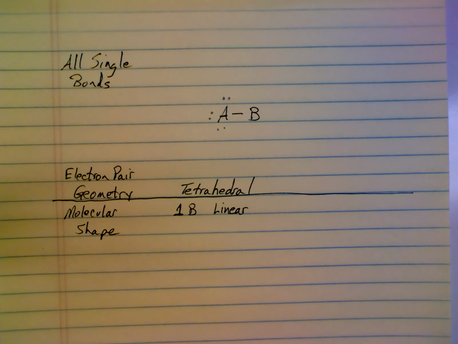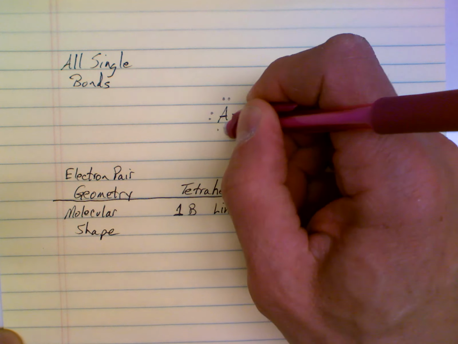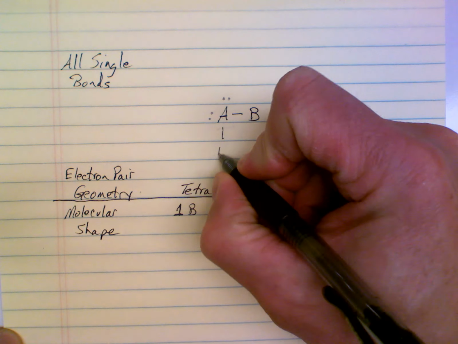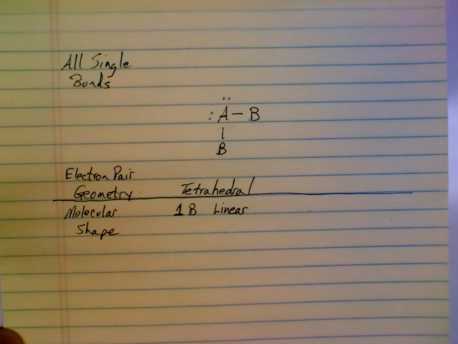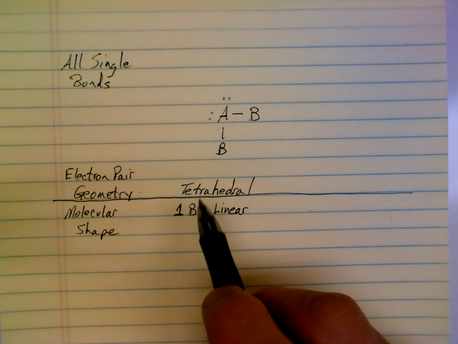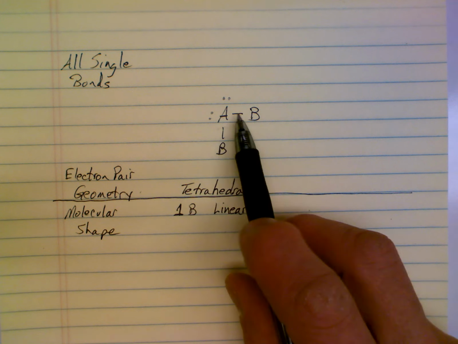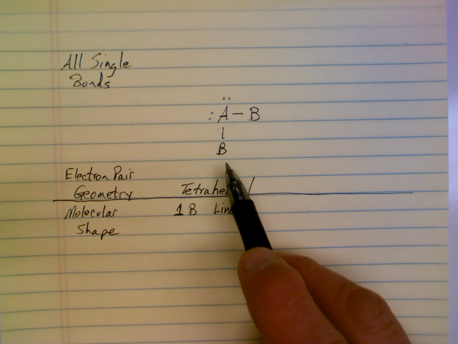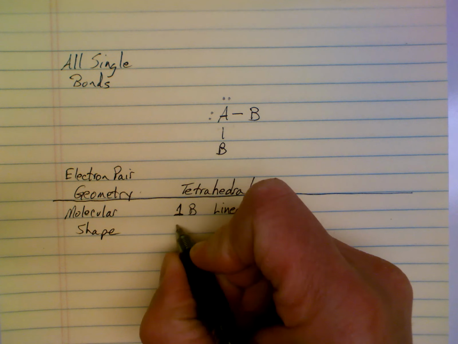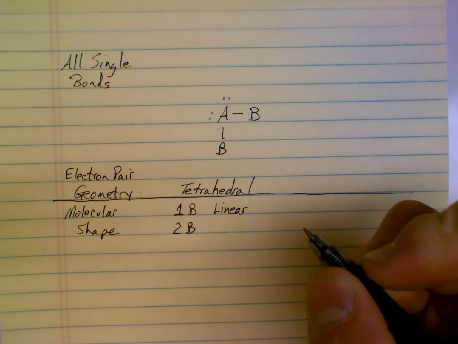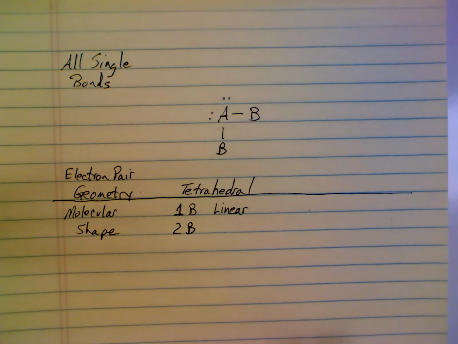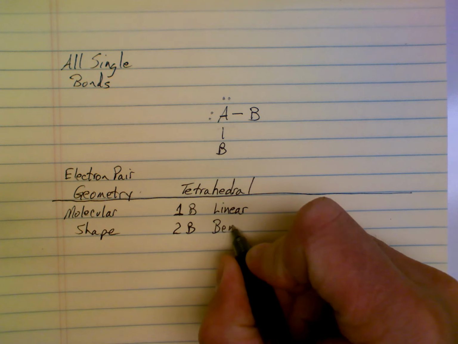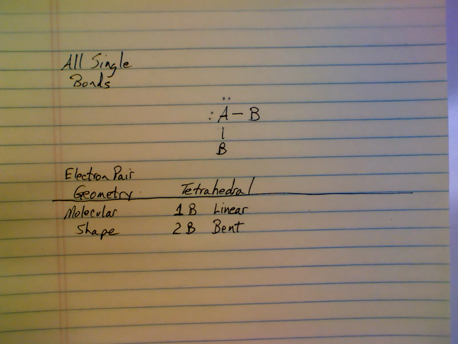But now what if we added another B atom to this? So I'm going to remove this pair of electrons here and make it a bond to another B atom. Now, the electron pair geometry still remains the same because we have four pairs of electrons coming out from that central atom, okay? So it's still going to be a tetrahedral configuration, but now with two atoms coming out from that central atom, then our configuration is going to be bent. We can see that from here.